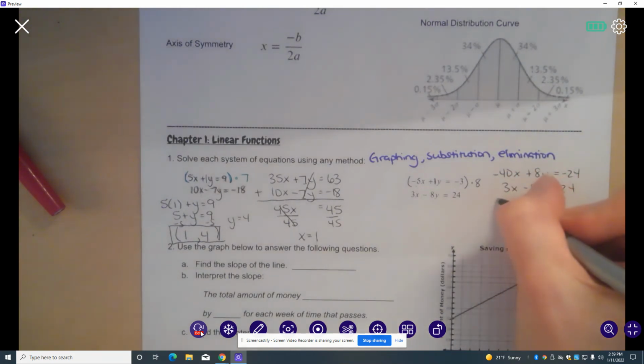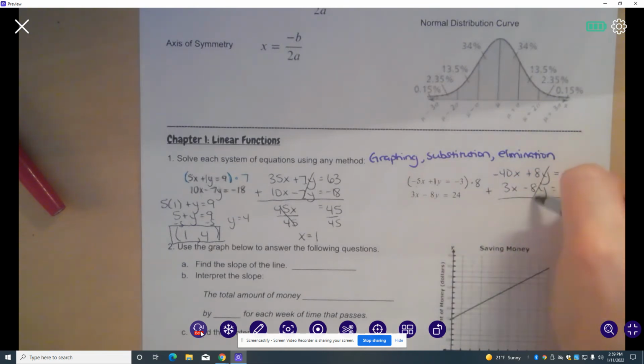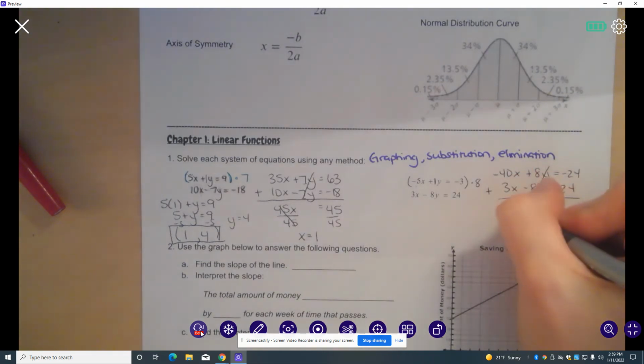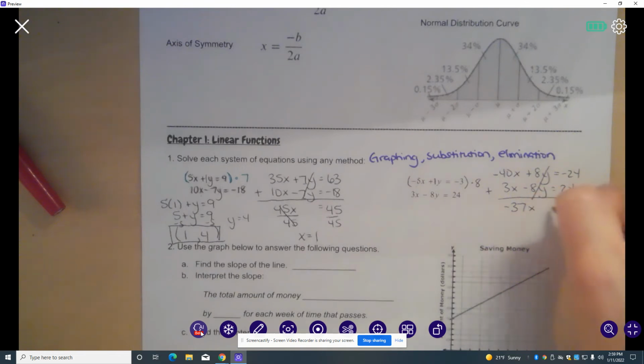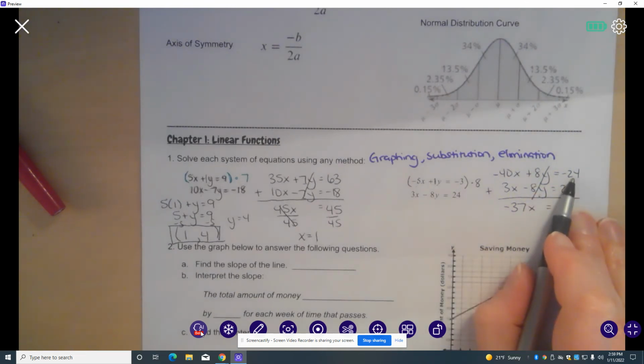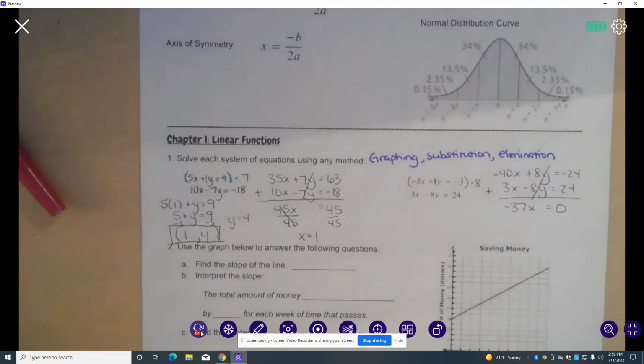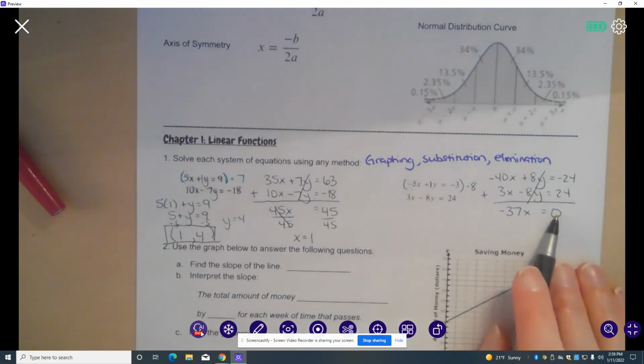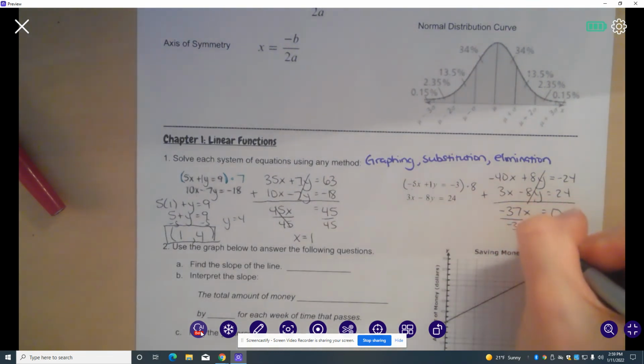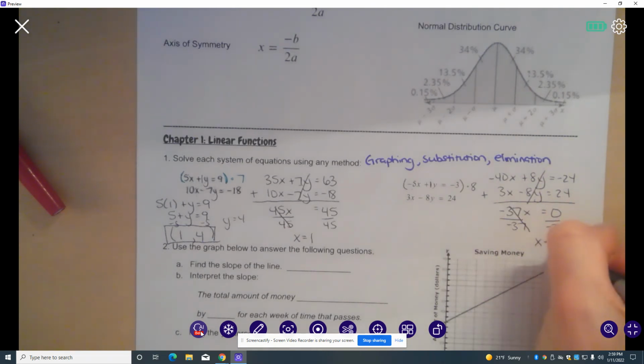I'm going to add my equations now. That cancels my y's. Negative 24 plus 24 is 0. That's okay if that's 0. I'm going to continue to solve for x. When I do that, I get x is equal to 0.